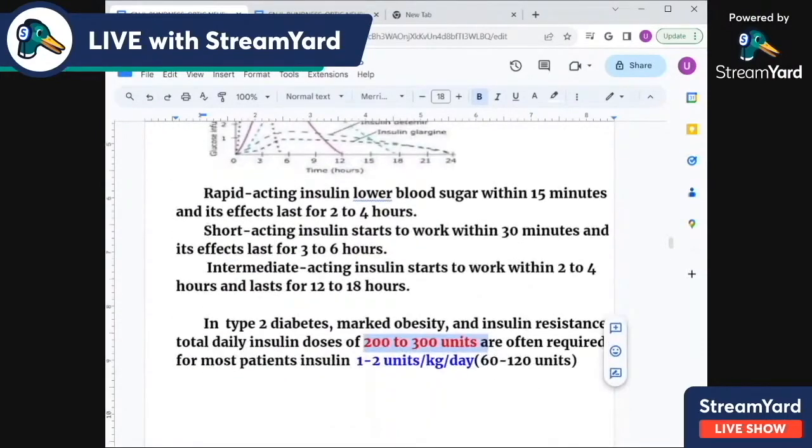So if the blood sugar is 170, the patient will be given one unit. For 200, the patient will be given two units of insulin. For 300, minus 150, it's 150 extra, so 6 units for the 300. And if the patient has 400, then minus 150, it's 250, so 10 units are given.